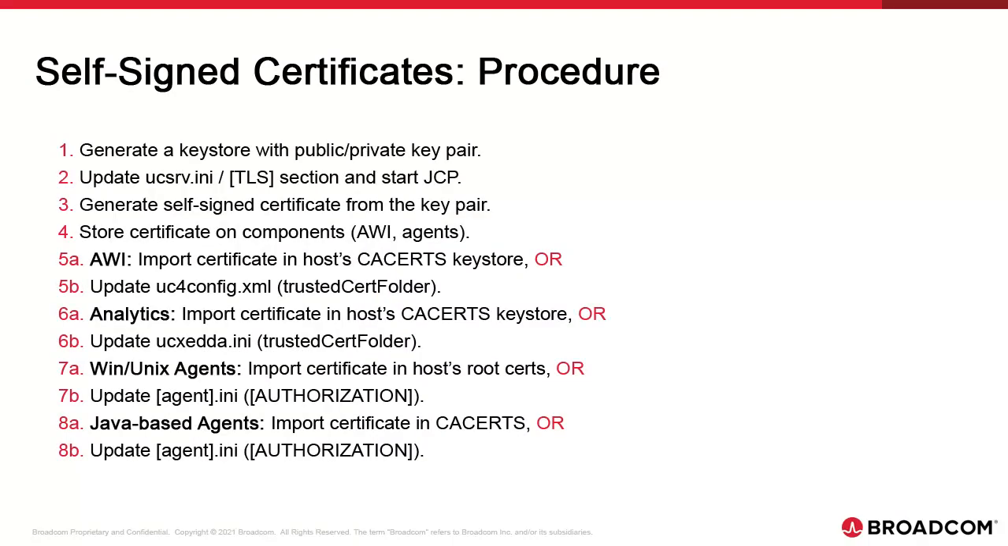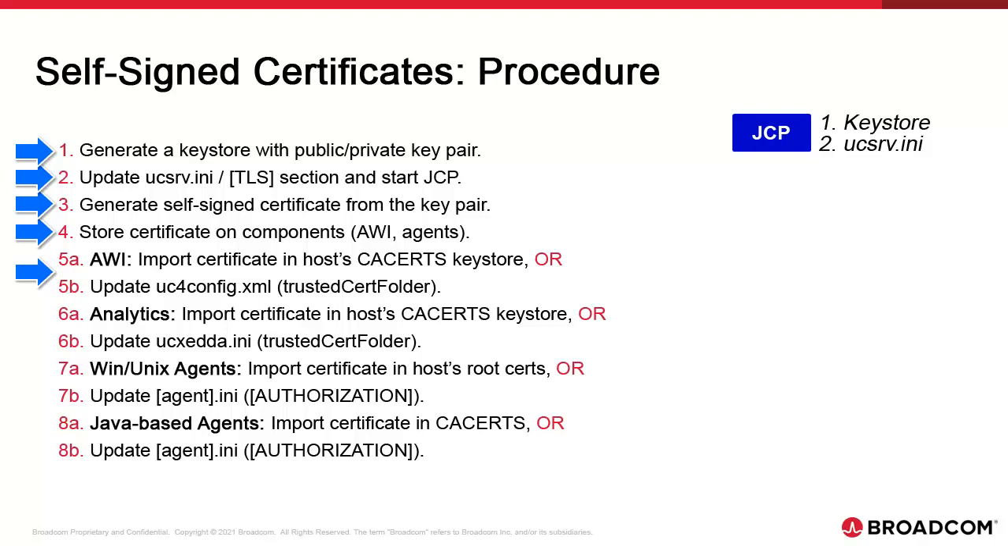Let's talk about the process of deploying TLS. First, we look at the self-signed certificates. Several tools can do this, and we'll use KeyStore Explorer, which is open source and cross-platform. We generate a key store, which contains the public-private key pair. We store the key store on the AE host. Then we update ucsrv.ini for AE to use the key store: the key store name, public and private key passwords, and the alias, which is the name assigned to the key pair. Then we generate a self-signed certificate from the key pair. We store the certificate on the component hosts.